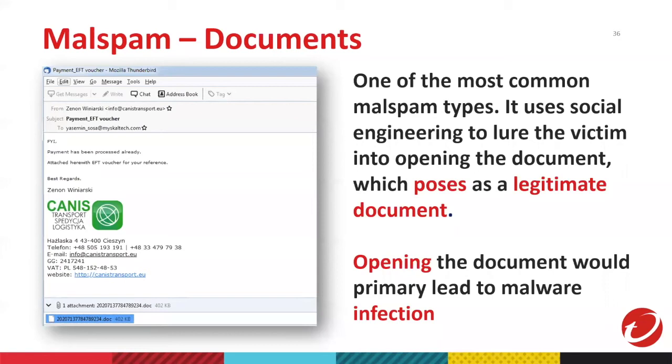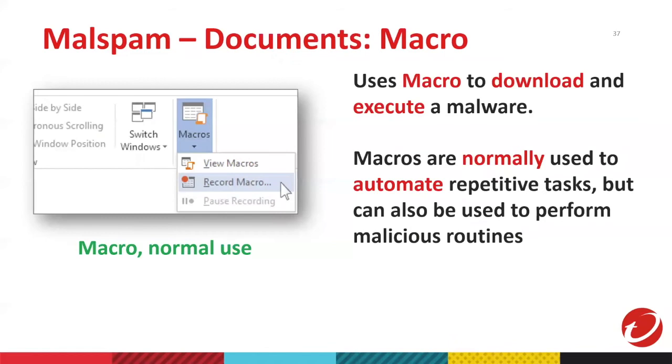And malspam that uses documents can be further classified into two types. The first type is the one that uses macro. And some of you might already know what a macro is. And for those of you who don't know what a macro is, they are used to automate repetitive tasks such as applying filters to a group of cells or applying a formula. And the underlying programming language behind macro is VBA or Visual Basic for Applications. So if you are proficient enough in programming, you can write a macro to perform malicious routines.